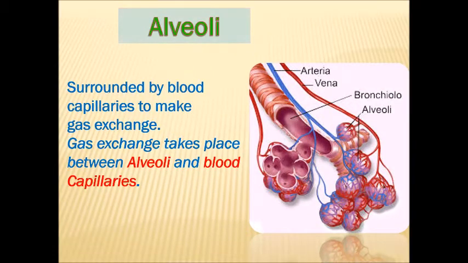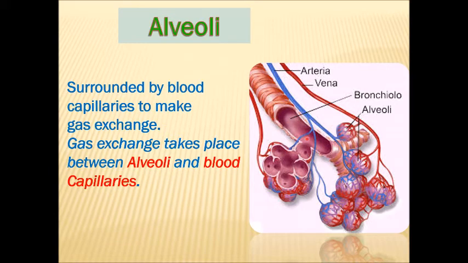Now, the alveoli. The alveoli are also called air bags or air sacs. The alveoli are surrounded by blood capillaries everywhere. They are surrounded by a network of blood capillaries because of the gas exchange. Some of these blood capillaries contain oxygen and some of them contain carbon dioxide.